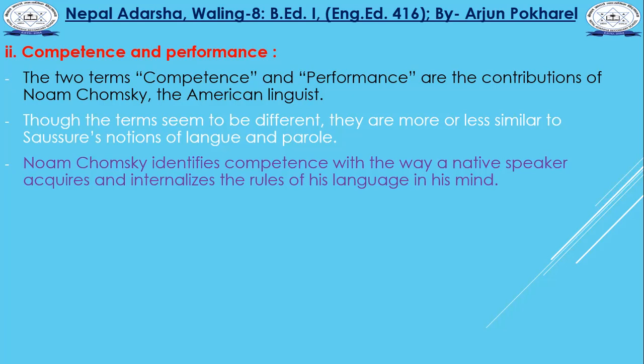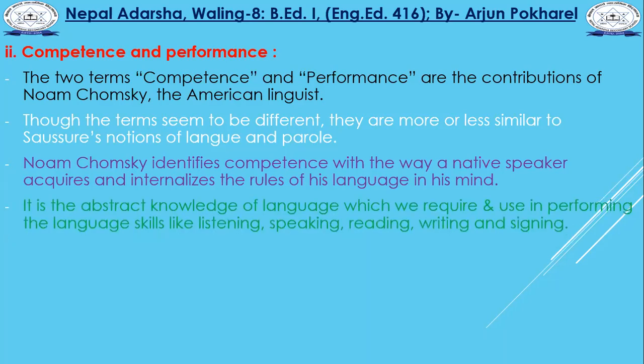Knowledge of language. How we internalize the system of language, the rules of language, is what is known as competence. If you are competent in language, then you can perform easily. On the basis of competence, we can have our performance. So Noam Chomsky identifies competence with the way a native speaker acquires and internalizes the rules of his language in his mind. And the next point is that competence is what? Competence is the abstract knowledge of language. We said langue is the abstract knowledge of language.